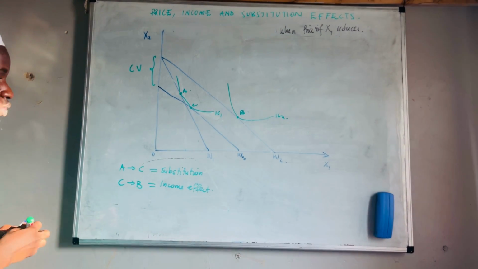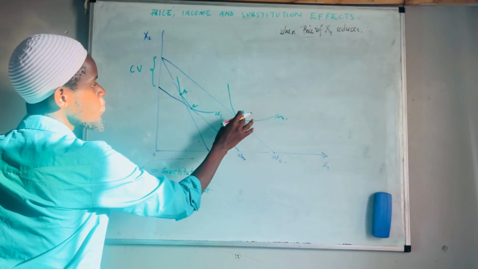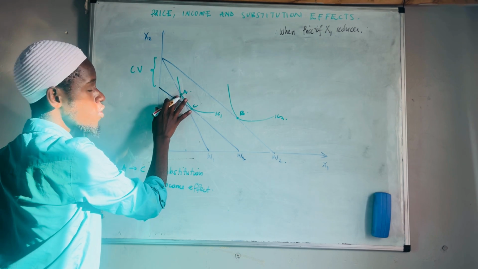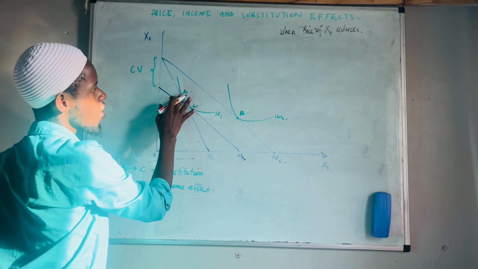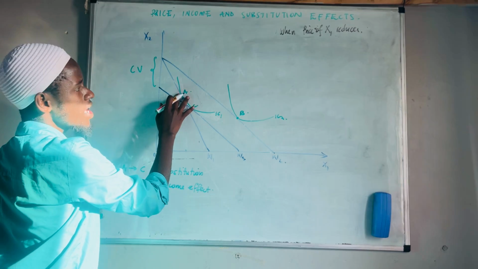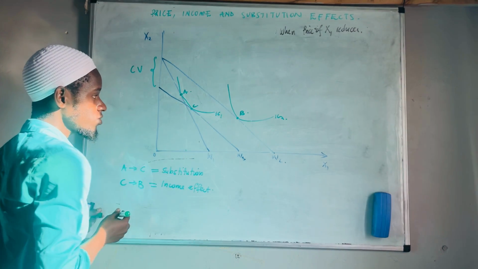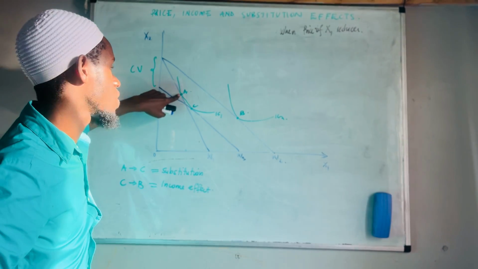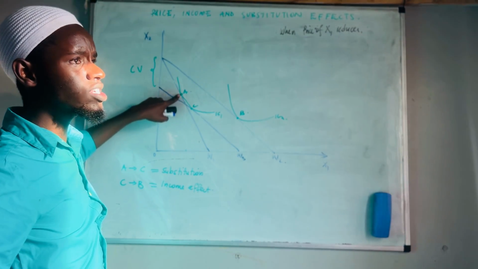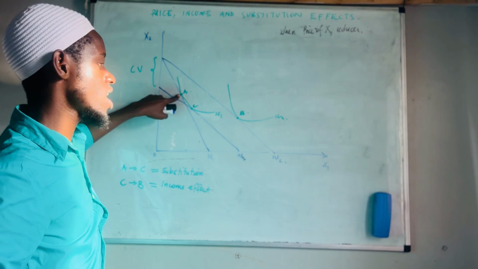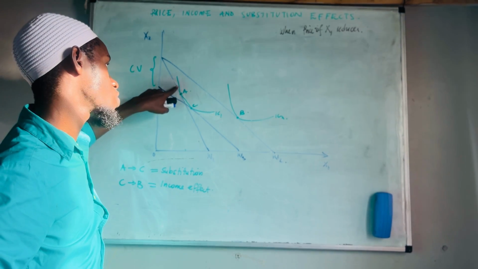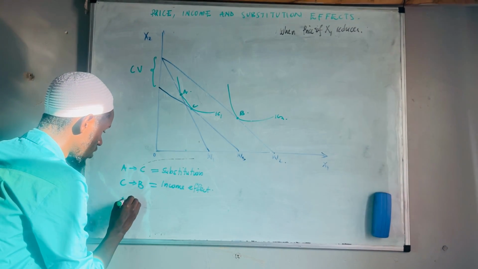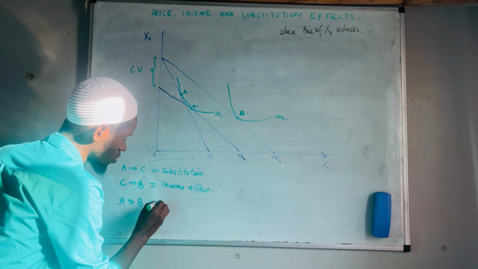And then lastly, coming from A to B is what's called the price effect. Because remember, at this point A the price was high. Now the price of X1 has reduced, and I moved from this lower indifference curve to a higher indifference curve B. Therefore, coming from A to B is what we call the price effect.